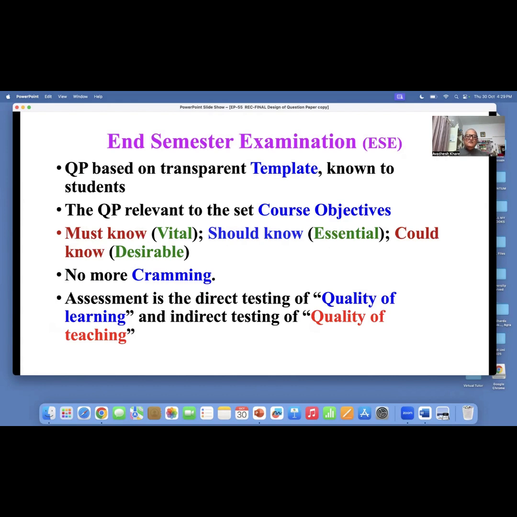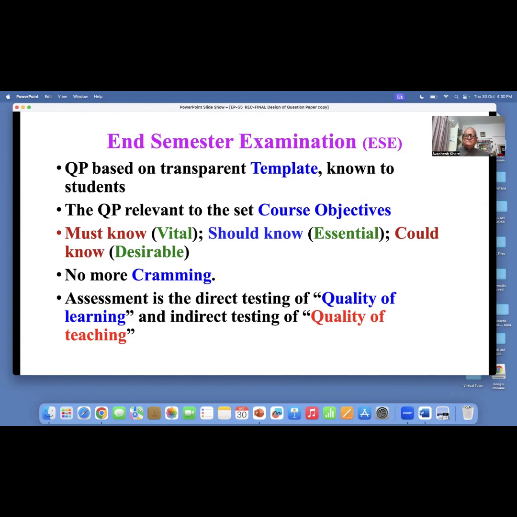The end semester examination question paper is based on a transparent template and it should be known to all the students. The question paper must be relevant to the set course objectives. It must be based on the course objectives, not randomly made. There can be three types of questions: must know, that is vital; should know, that is essential; and could know, that is desirable. And cramming is totally absent.